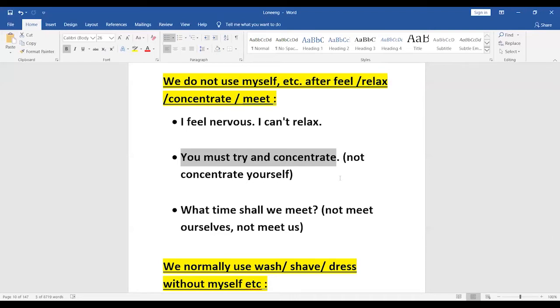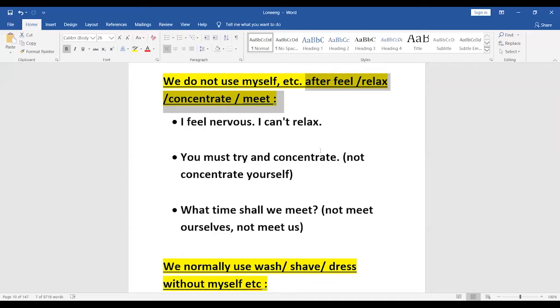Please do not emphasize and learn the wrong way. Learn and memorize the right way of saying it. And you should say, you must try and concentrate. Why? Because they've given it to you right above. The words after, feel, relax, concentrate, meet. You will not use reflexive pronouns for these type of words.